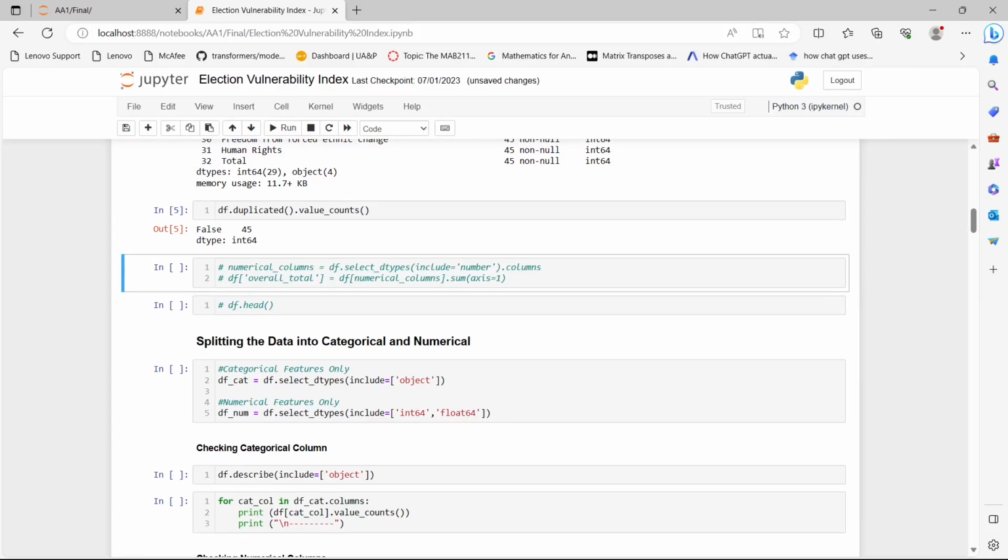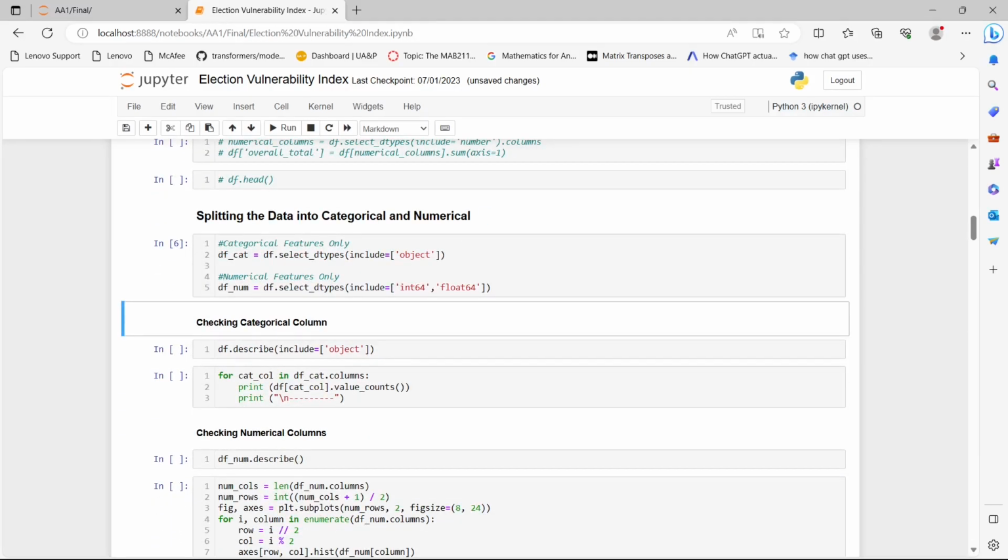Now, the next part is that we're going to split our data into two: categorical and numerical. We use the select_dtypes function, where we include object for the categorical, and for the numerical, we include integer and float. So there you have it.